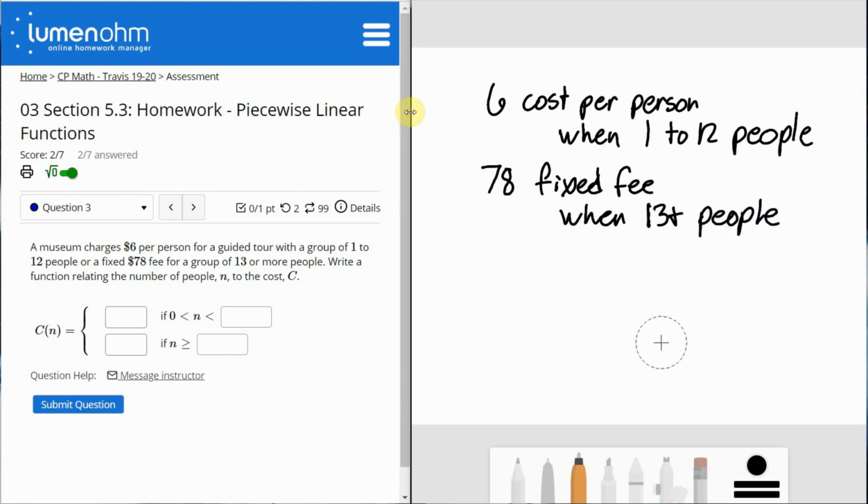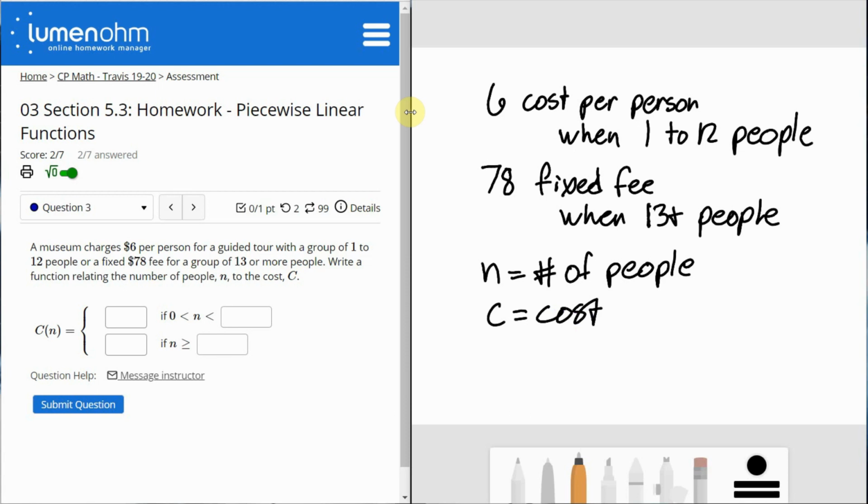The variables are N and C. N is the number of people, and C is the cost. Let's set up the domain first.